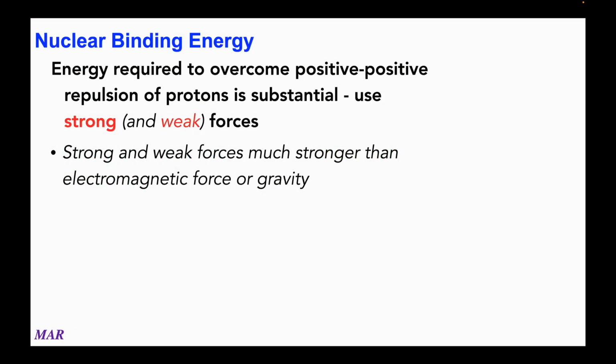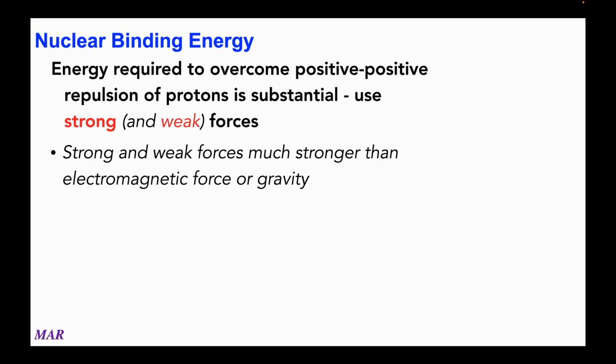To figure out the energy required to hold the nucleus together, we can do what's called a nuclear binding energy calculation. And the energy we're going to calculate in this process will be the energy required to overcome the positive repulsion of protons in the nucleus. And it's a pretty big number.